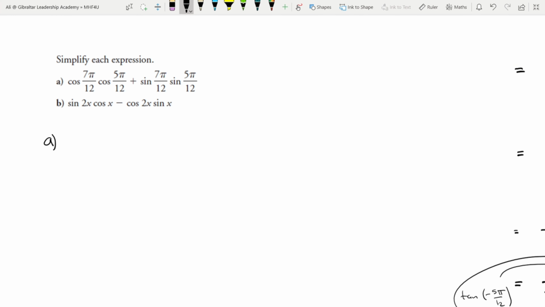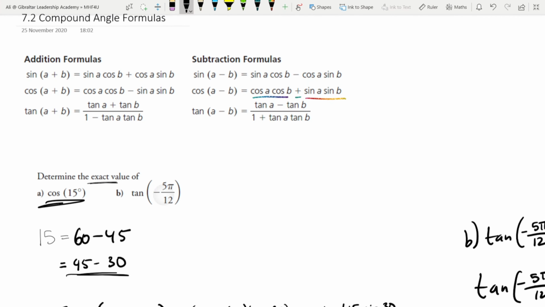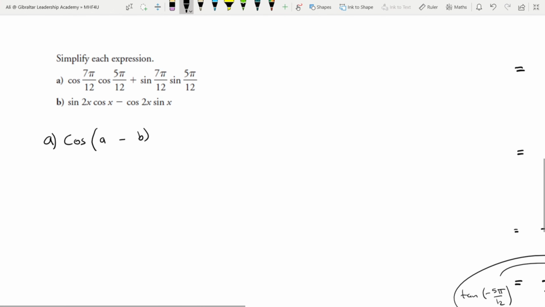So here we have cosine of 7 pi over 12 and cosine of 5 pi over 12. The first thing that I'm going to recognize is that it's cosine cosine plus sine sine, which means it's cosine of A minus B. If we go back up here, cosine, sine is a cosine trait. It's a trait of the cosine compound angle formulas. And when it's a plus in between, it becomes minus. So cosine plus sine would be cos A minus B.